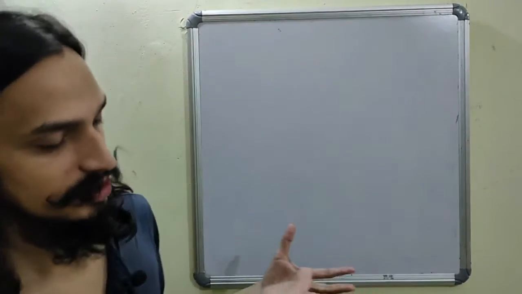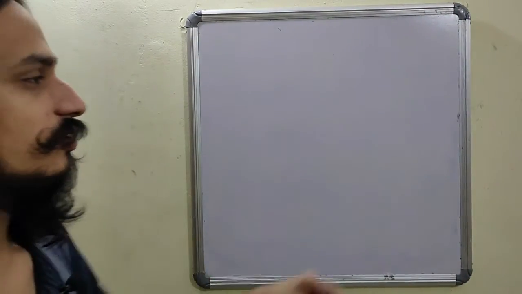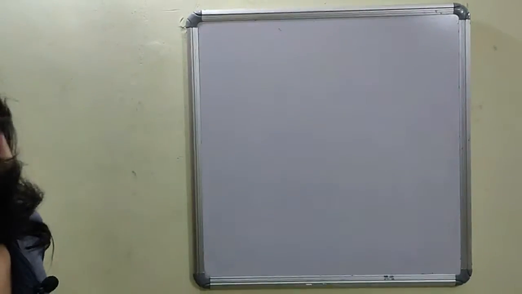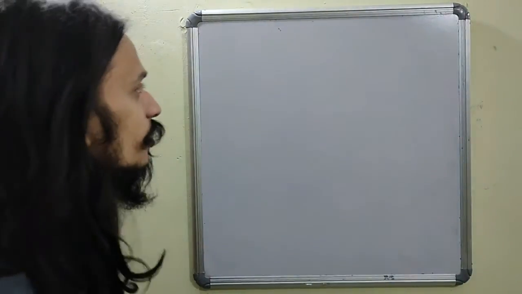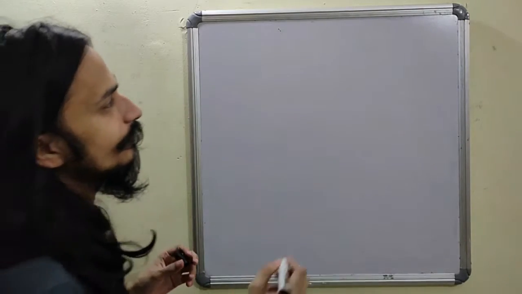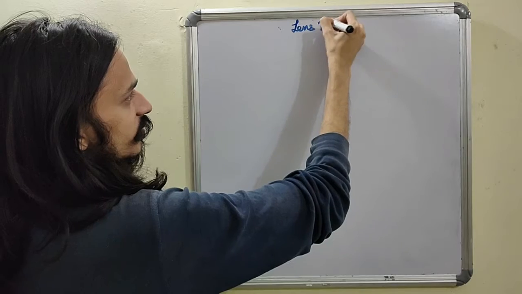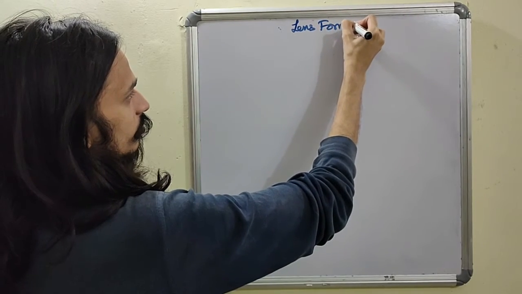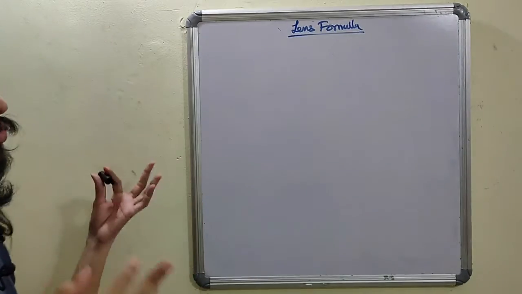Hey guys, so today we are going to talk about the numerical aspect of this chapter. That is, if you get a sum, how do you solve it and what formula will you be using to solve these problems? Okay, so the one we learn about today is called the lens formula. It's in the name. Whenever you have a lens, you use this formula.